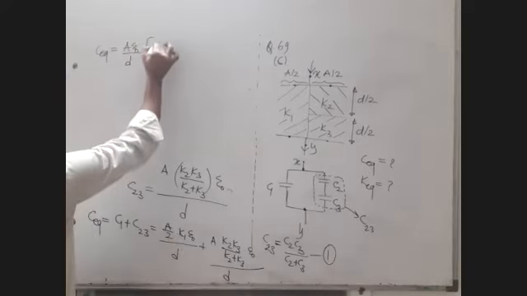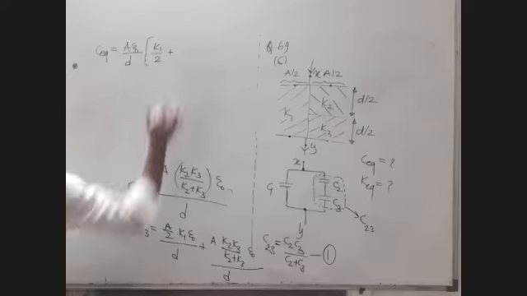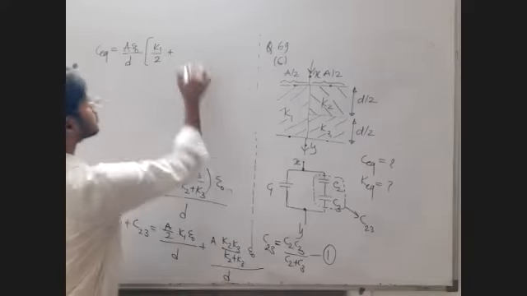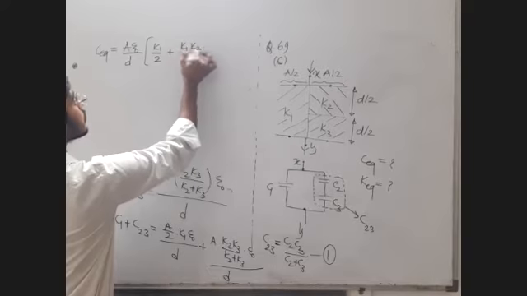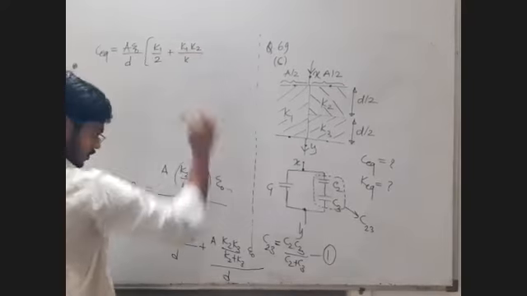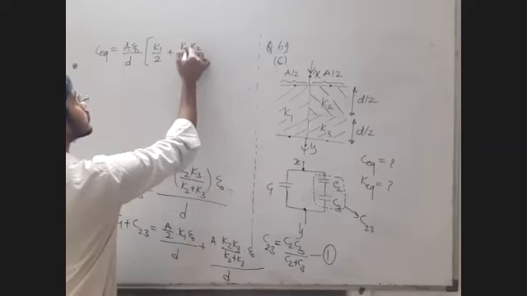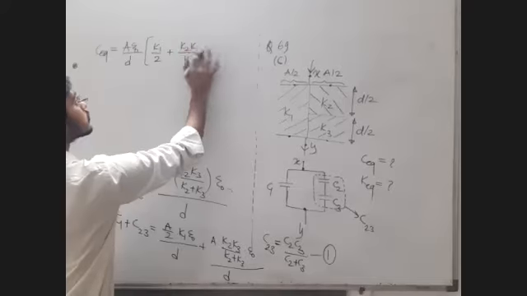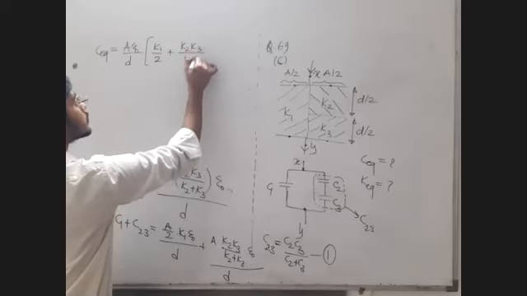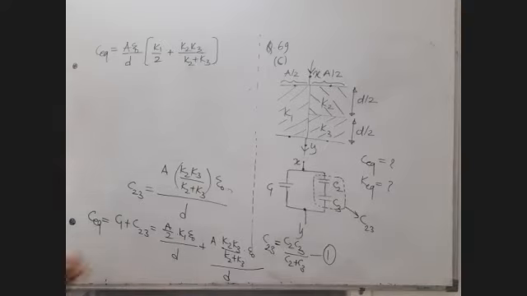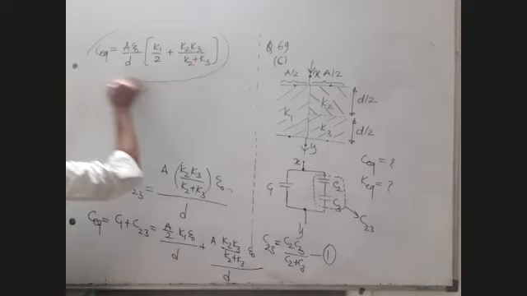K1 upon 2 plus K2 K3 upon K2 plus K3. Okay, that's my final answer for the effective capacity.